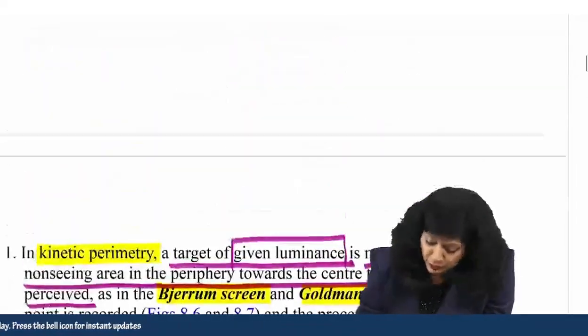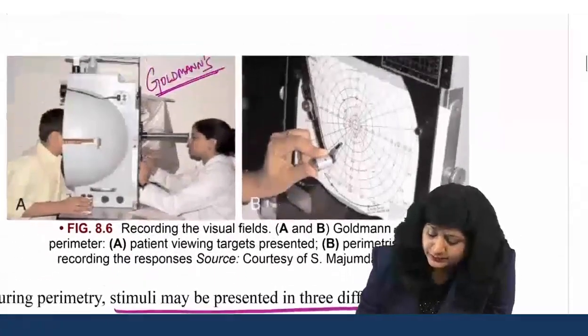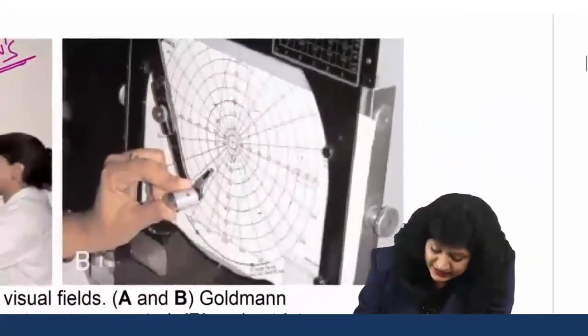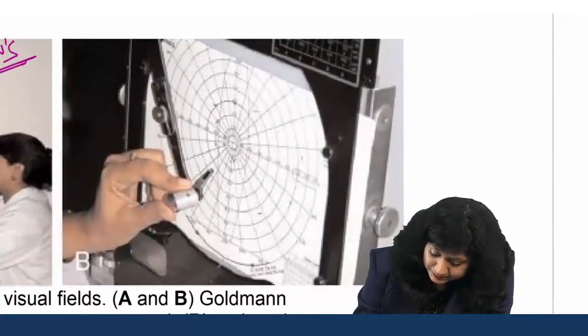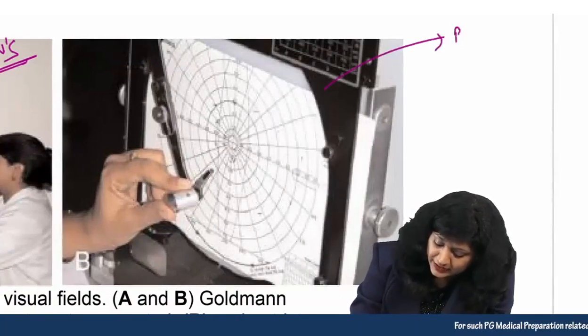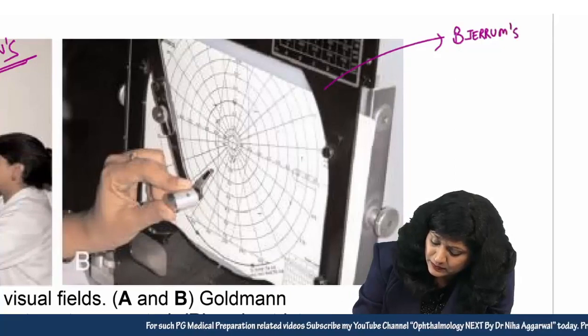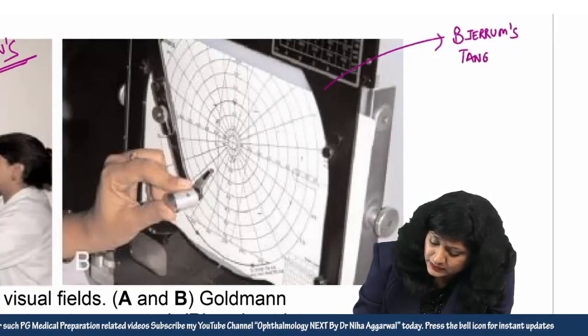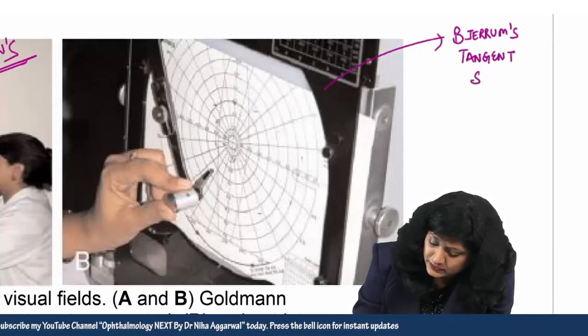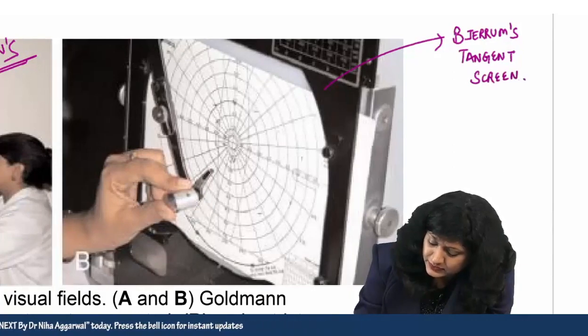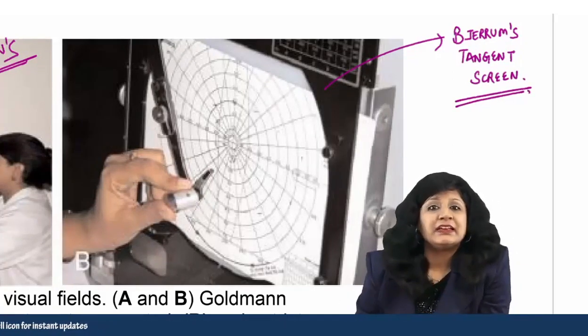If you look here, this is your Bjerrum's tangent screen. Bjerrum's tangent screen is there. Okay.